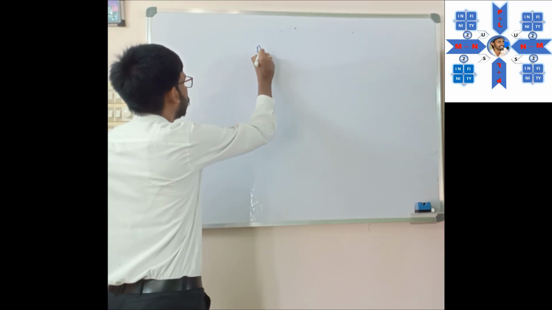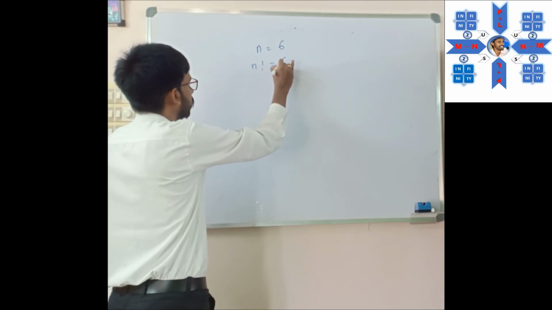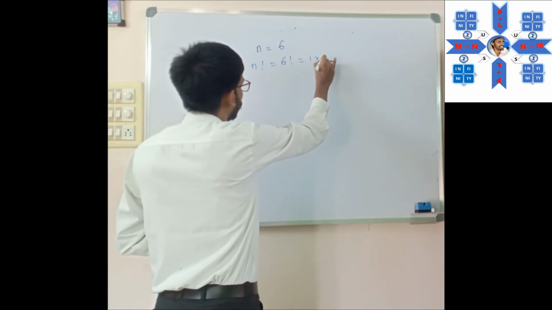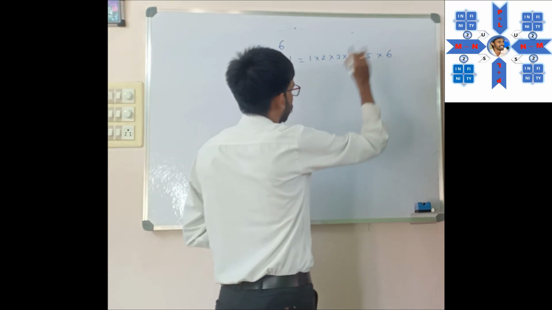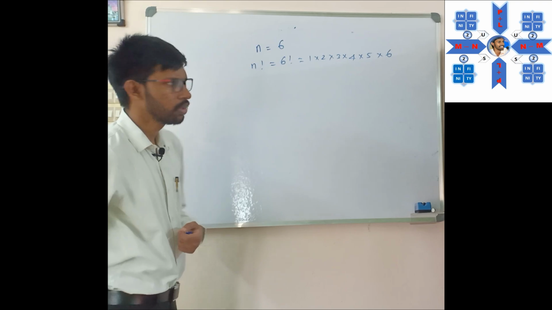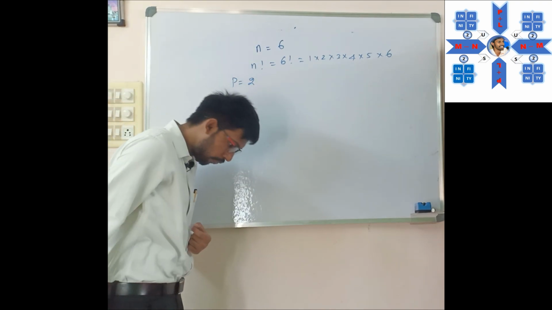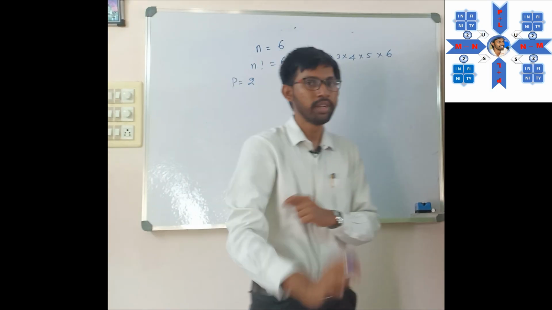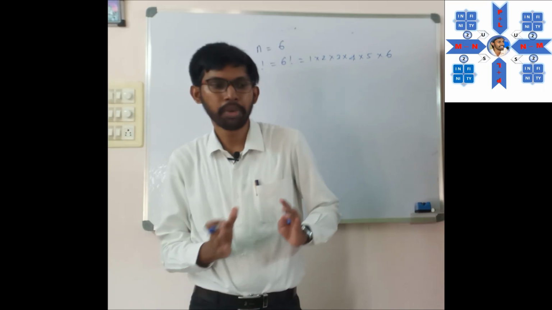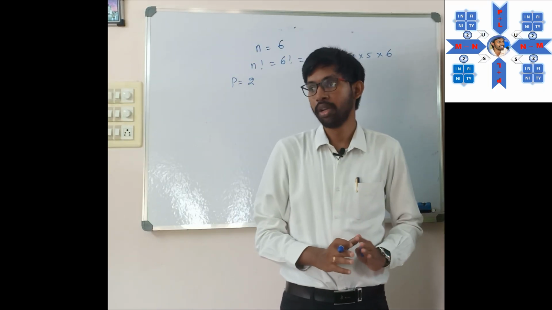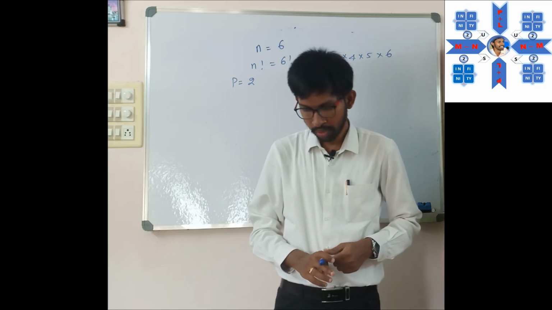So for instance, let me take n equal to 6. So n factorial equal to 6 factorial equal to 1 into 2 into 3 into 4 into 5 into 6. Right? So let me assume p equal to 2. Assuming p equal to 2 and n equal to 6 is for our convenience. In general, n may be any positive integer and p may be any prime, right?